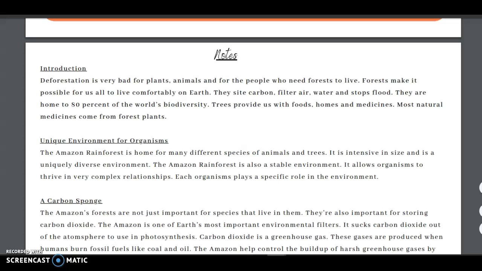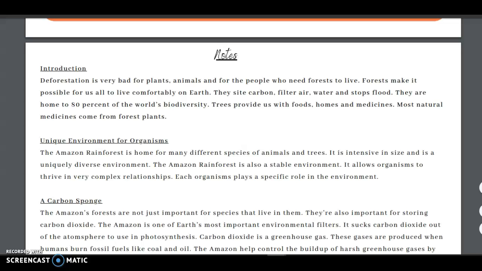It sucks carbon dioxide out of the atmosphere to use in photosynthesis. This is a process by which plants make their own food. Carbon dioxide is a greenhouse gas. These gases are produced when humans burn fossil fuels like oil and coal. Greenhouse gases trap heat in the environment, which ultimately leads to global warming.